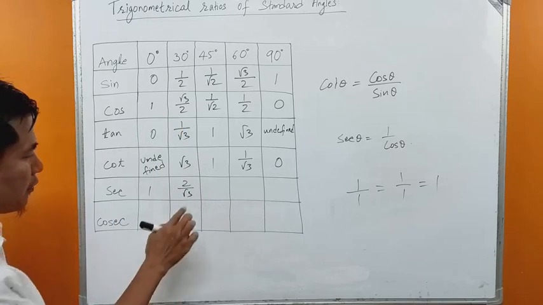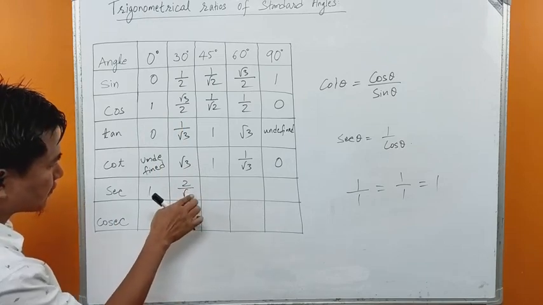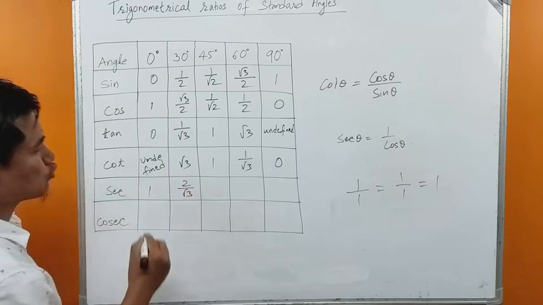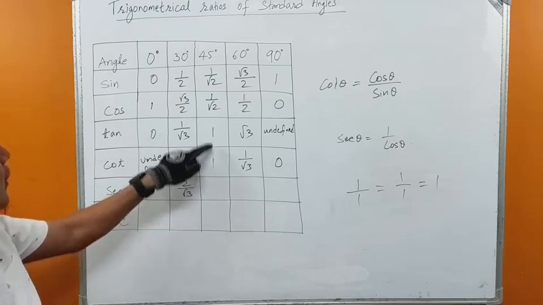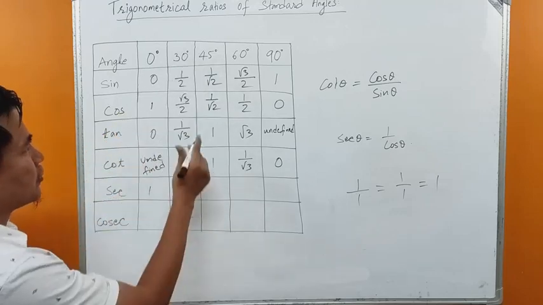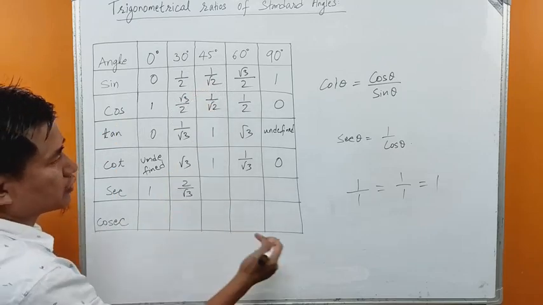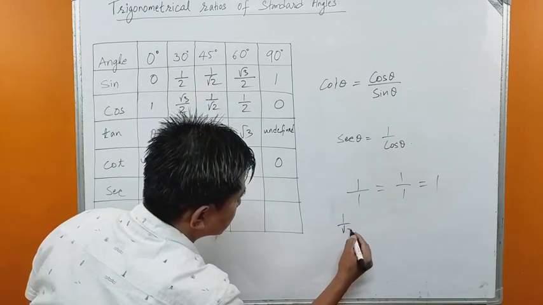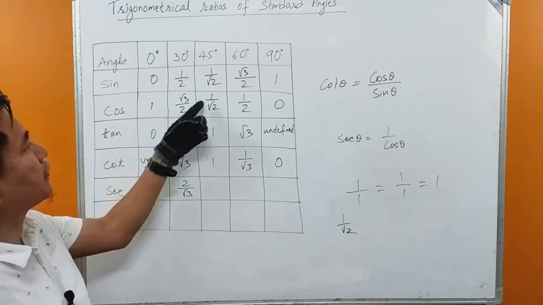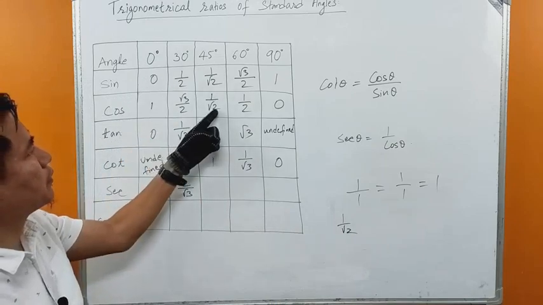Okay, 2 upon root 3. Let me write clearly, 2 upon root 3. Now sec 45 degree, we will just reverse the number. Root 2 goes to the numerator, 1 comes down to the denominator, 1 upon root 2, isn't it? This is cos 45 degree, 1 upon root 2. Cos 45 is 1 upon root 2.